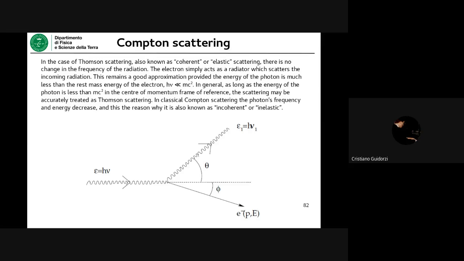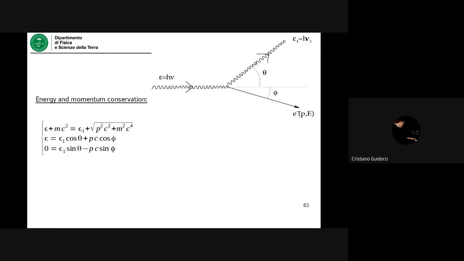So let's assume that prior to the scattering, the electron is steady, doesn't move. So it means that all its energy is just its rest energy. We call epsilon1 the final energy of the photon. So nu1 is just the corresponding final frequency.